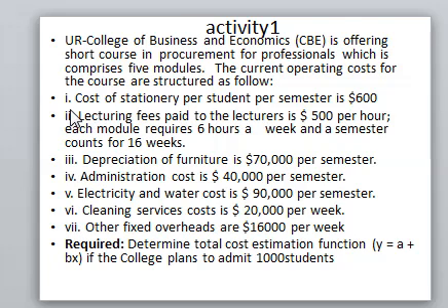We have cost of stationery to student per semester. Is it variable, fixed? So this is variable. So you should use this information. Depreciation is fixed. Administration is fixed. Electricity and water per semester is fixed. Cleaning service cost per week. Other fixed overheads. So you can use this information to establish a cost function.